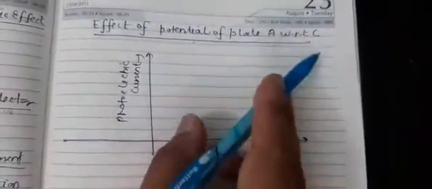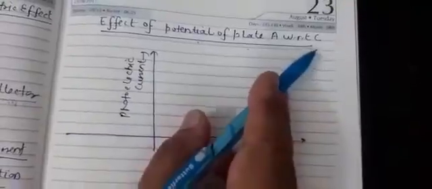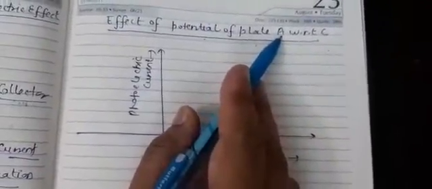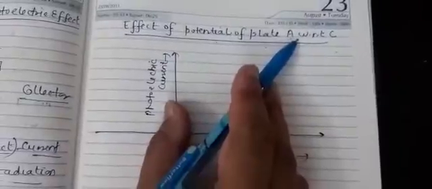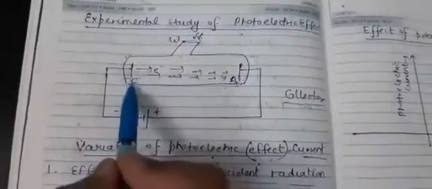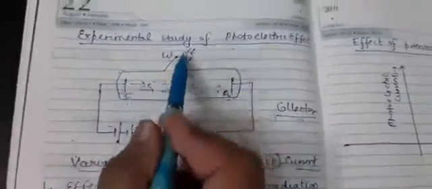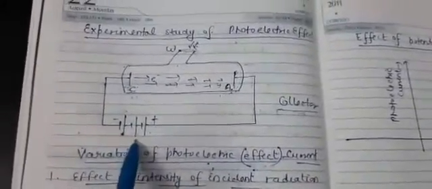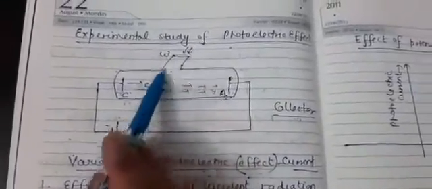Now next is the effect of potential of plate A with respect to the cathode plate. See, now here keep plate A at positive potential with respect to plate C, the cathode plate, and illuminate the cathode plate with radiation of suitable frequency and fixed intensity. So now vary the positive potential. Here we do not vary the intensity; the intensity remains fixed.